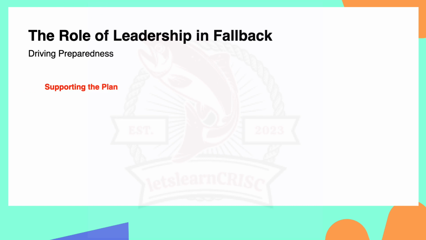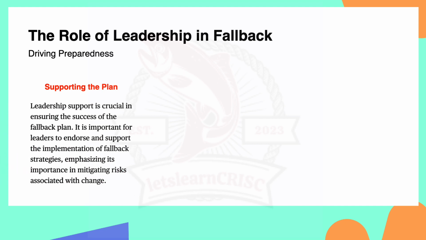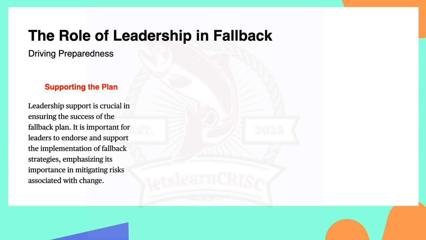Next, the role of leadership in the fallback. First point is about supporting the plan. Friends, in supporting the plan, the leadership role is crucial for fallback success. Leaders need to endorse and support the implementation of fallback strategies, emphasizing its importance in reducing the risk during changes. Just take an example, think of a leader as a cheerleader. So their support boosts the team's confidence and ensures everyone understands the significance of the fallback plan.